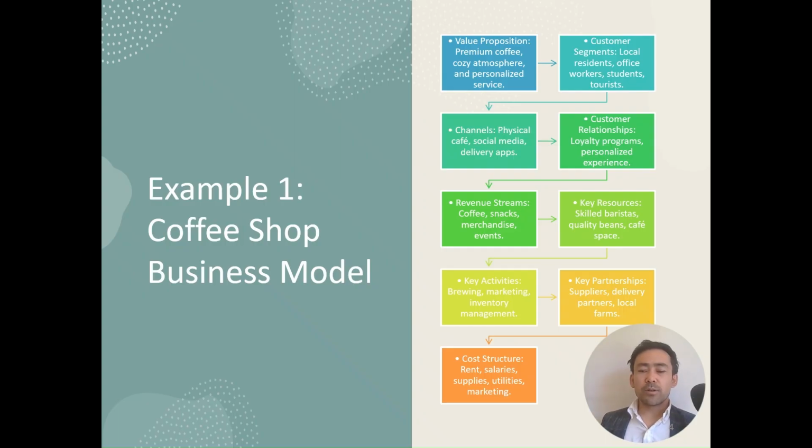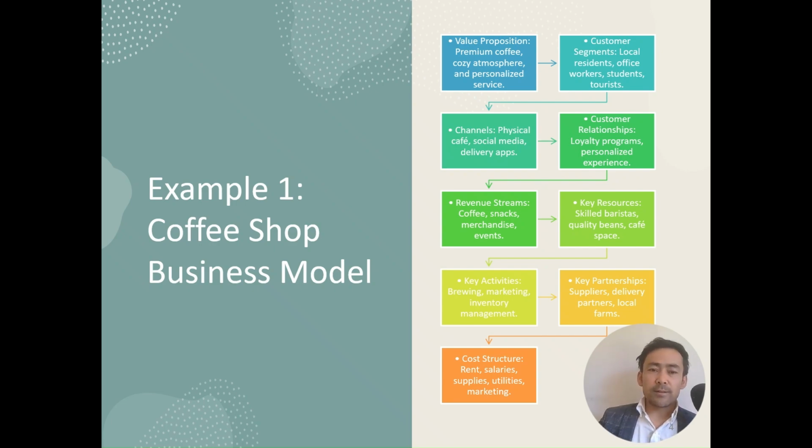The key partnerships for a coffee shop business model could be suppliers, delivery partners, and also local farms. The cost structure of a coffee shop business model would be rent, if they are obliged to pay rent for their coffee shop, for example. It could be paying salaries to their employees, paying their suppliers and utility bills, and also marketing costs associated with that specific coffee shop.